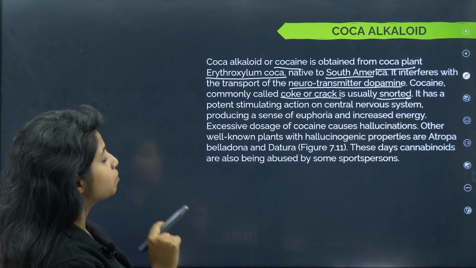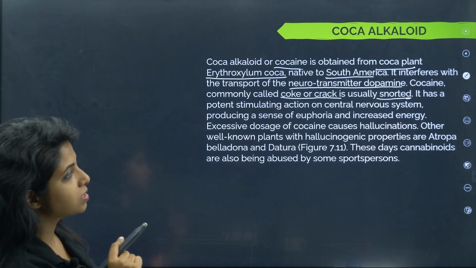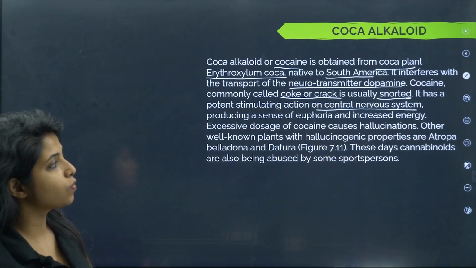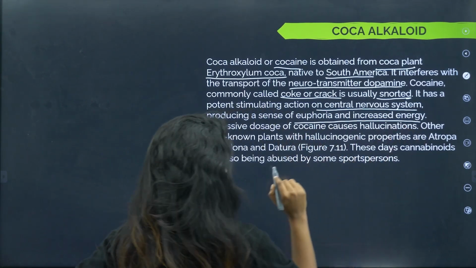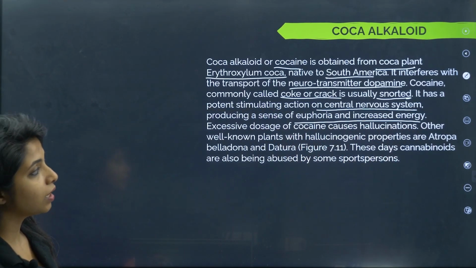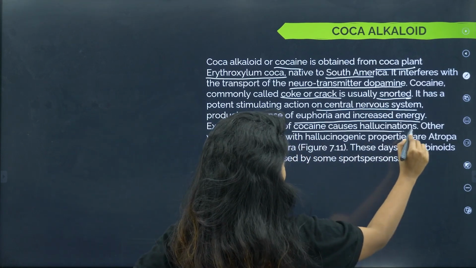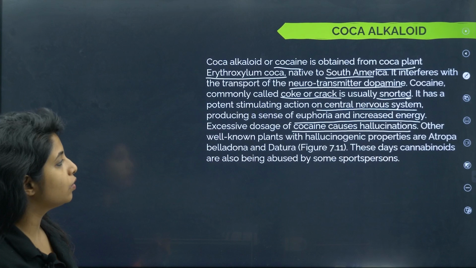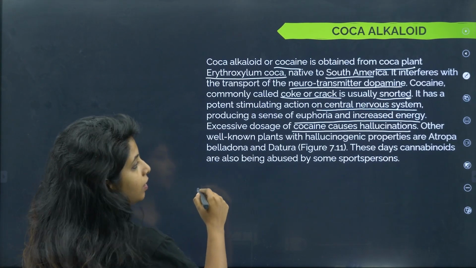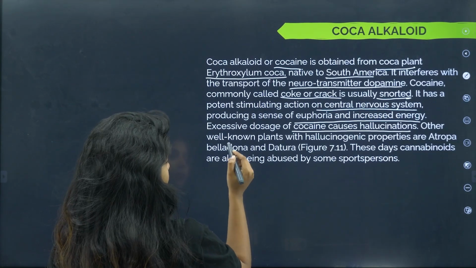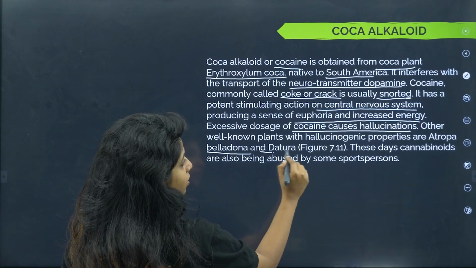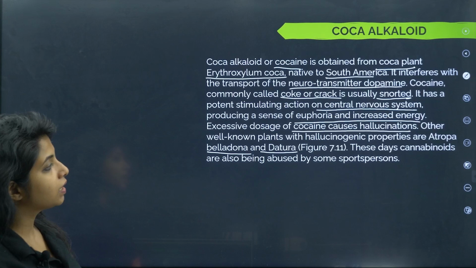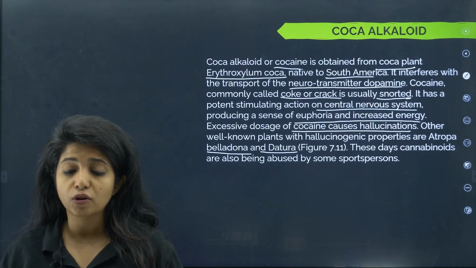It has potent stimulating action on the central nervous system, producing a sense of euphoria and increased energy. Excessive dosage of cocaine causes hallucination. Other well-known hallucinogenic plants are Atropa belladonna and Datura; for the picture of it, they have given over here. These days cannabinoids are also being taken by sports persons for increasing the amount of energy.